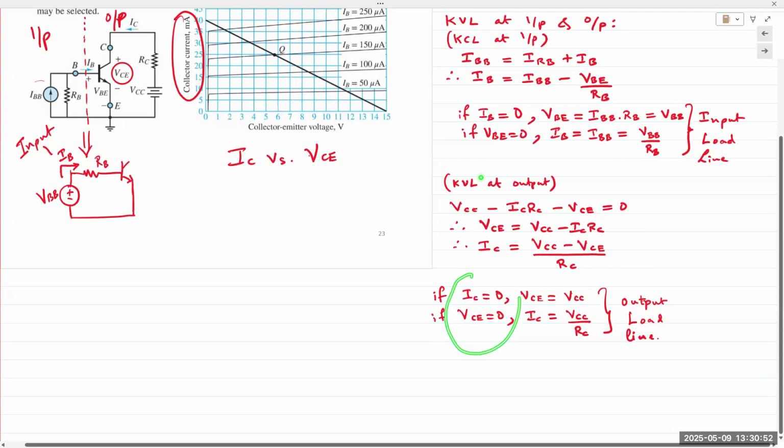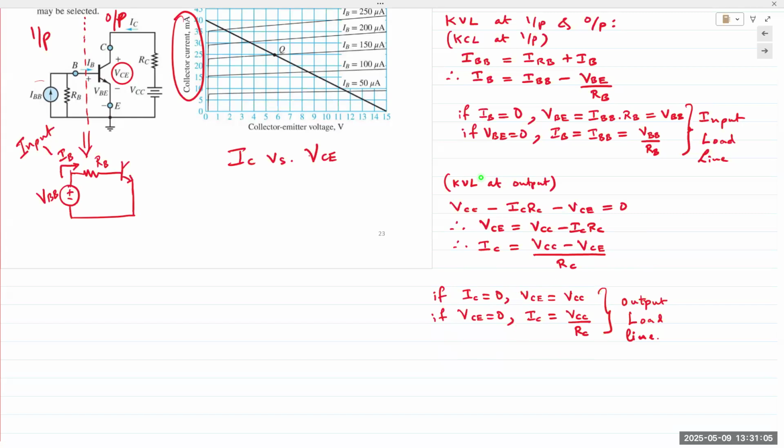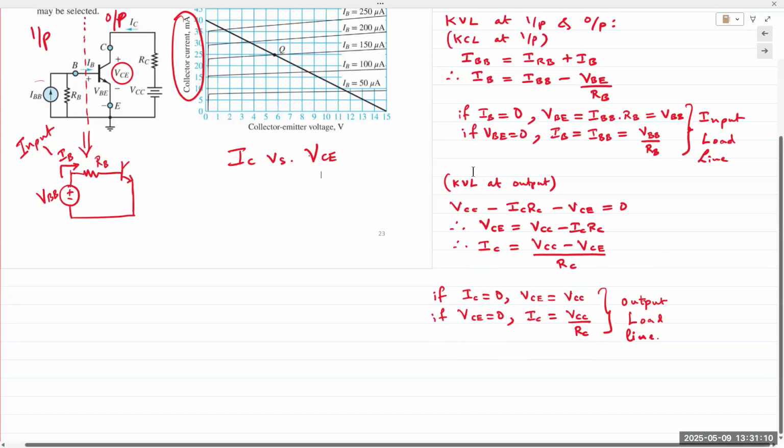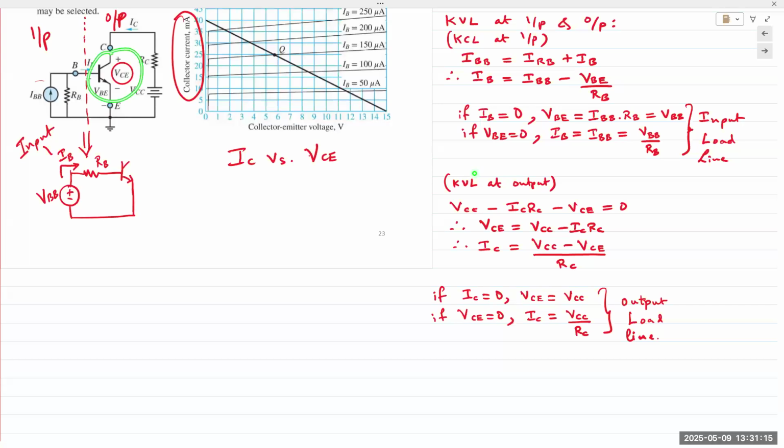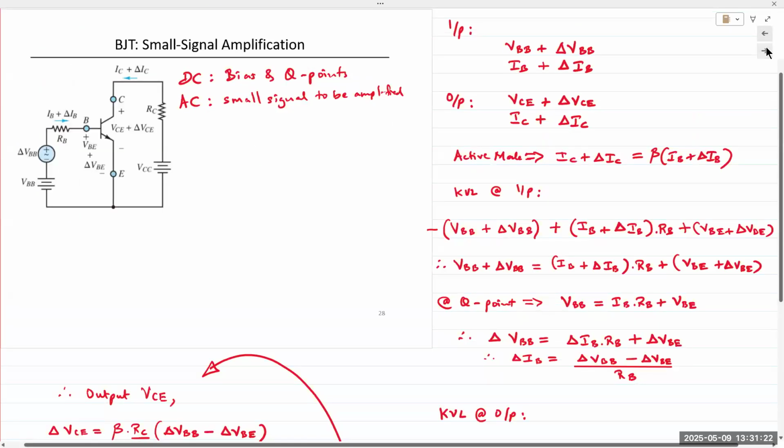To find the points of the load lines, we plug in IC and VCE equal to 0, and we can determine the coordinates for both collector current and VCE. Again, this is the load line procedure. That's the standard procedure. Nothing's changed with that regard. Only the device has changed. So now let's see how both AC and DC work together.